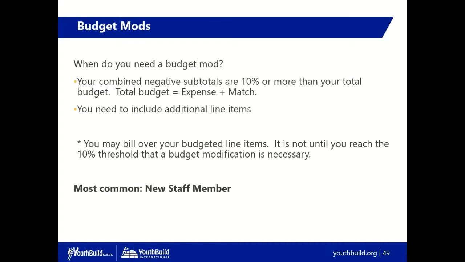So you may bill over your budgeted line items. Again, it's not until you reach that 10% threshold. If you have any questions about this, please reach out to us. We can take a look at your budget together. You will also need a budget mod if you need to include an additional line item like supplies or training. But the most common reason for a budget mod is adding a new staff member. So I'm going to go over that in just a bit.